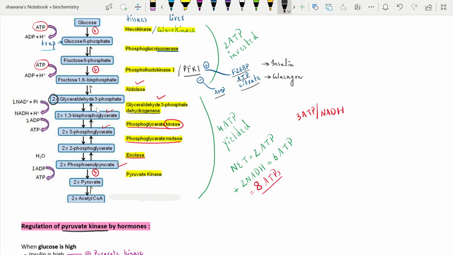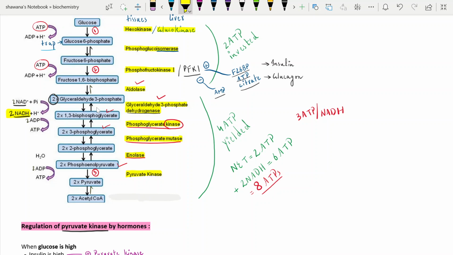Now comes the yielding phase of glycolysis. Now we are going to yield ATPs from the ATPs we have invested here, right? It's like a business. So G3P is converted into 1,3-bisphosphoglycerate by the help of the enzyme glyceraldehyde 3-phosphate dehydrogenase. Why dehydrogenase? Because we are converting two NAD positive molecules into two NADH molecules, and this NADH is very important because this is the reservoir of energy.